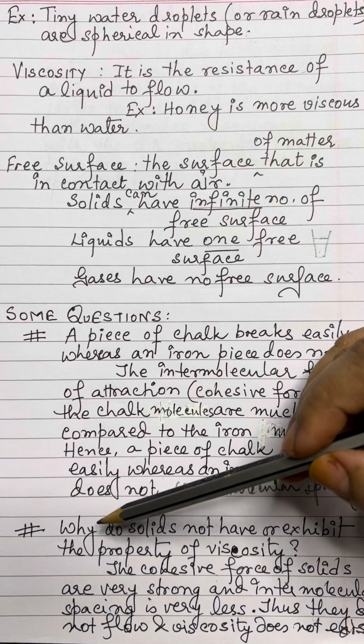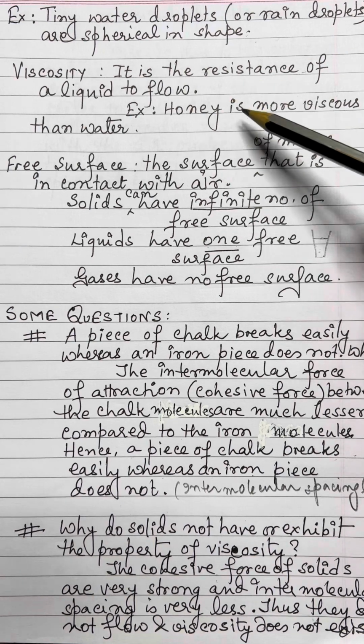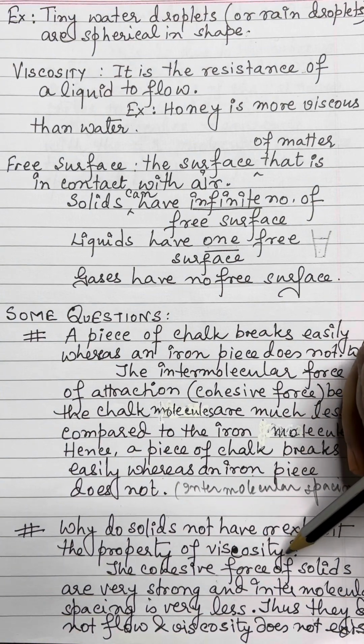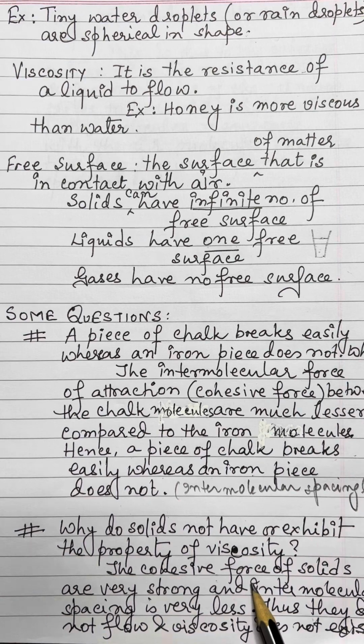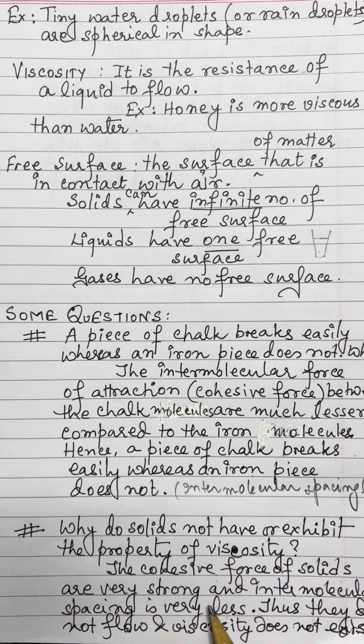Next question is, why do solids not exhibit the property of viscosity? We know what viscosity is. Why is this so? The cohesive force of the solids is very strong, and the intermolecular spacing is very less. As I told you, dear students, always explain anything on the basis of intermolecular force of attraction and intermolecular spacing. So the intermolecular force of attraction of the solids is very strong, and the intermolecular spacing is very less. Thus they do not flow, and viscosity does not exist. The question of viscosity does not arise at all.